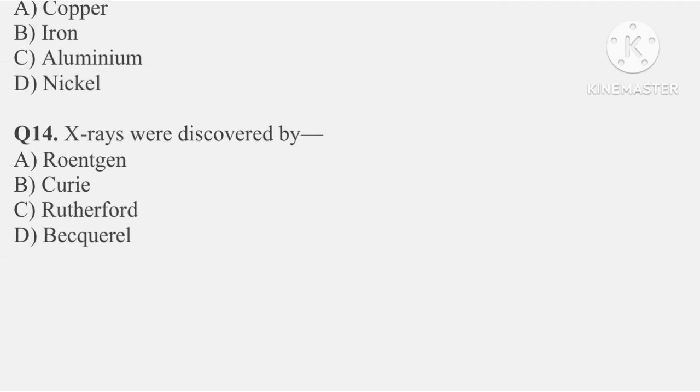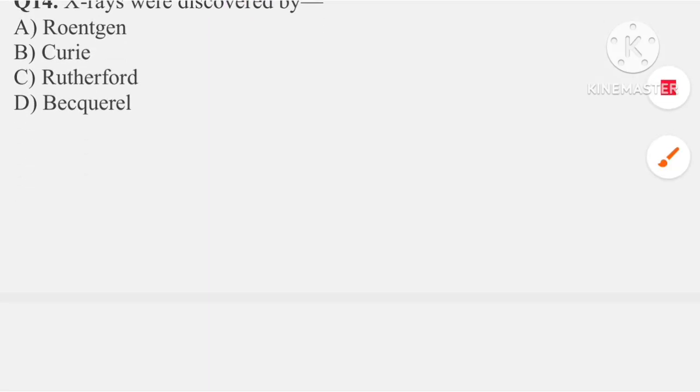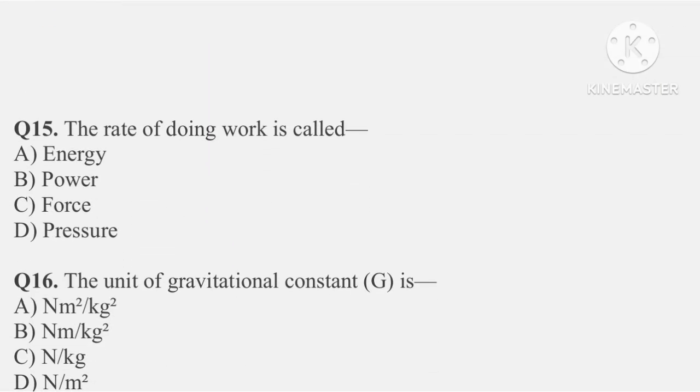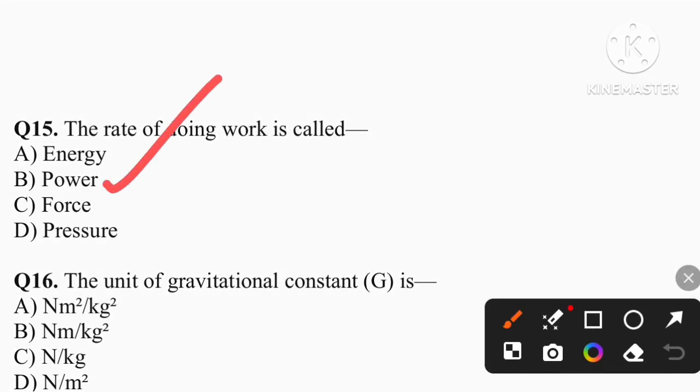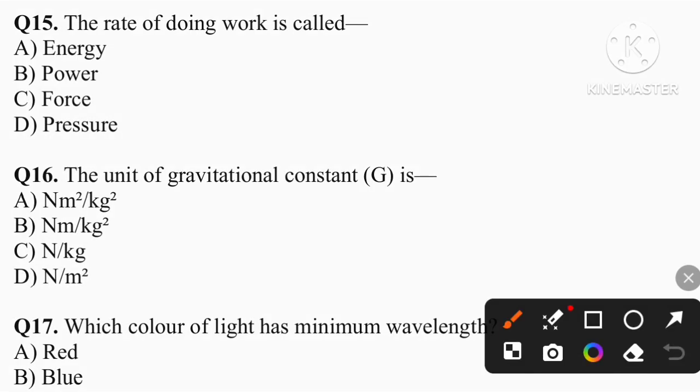Question number 14, X-ray waves were discovered by. So the answer is option A, that is Roentgen. Question number 15, the rate of doing work is. So the answer is option B, that is power. Question number 16, the unit of gravitational constant, that is G, is option A.